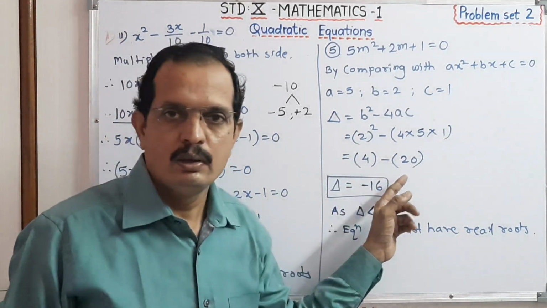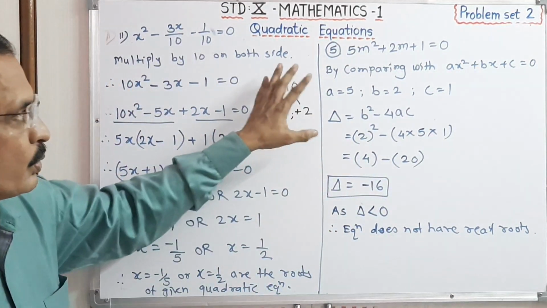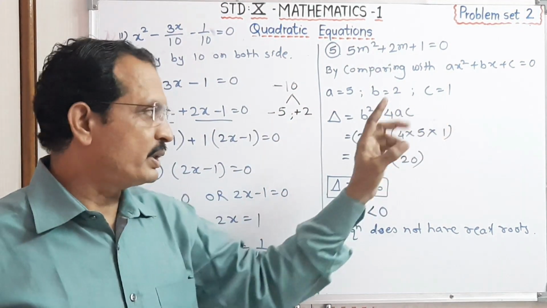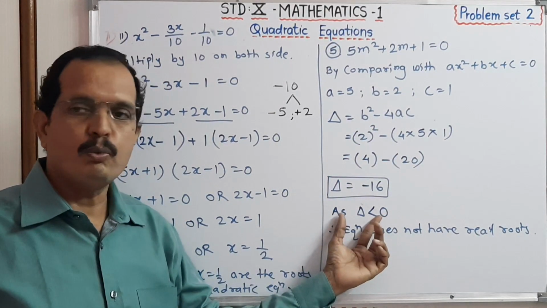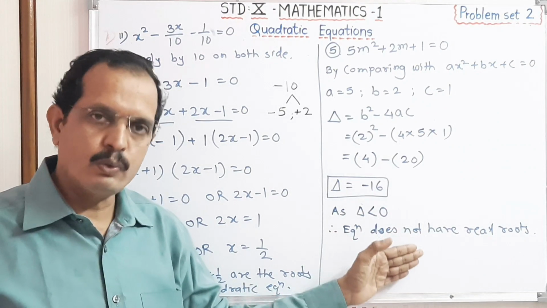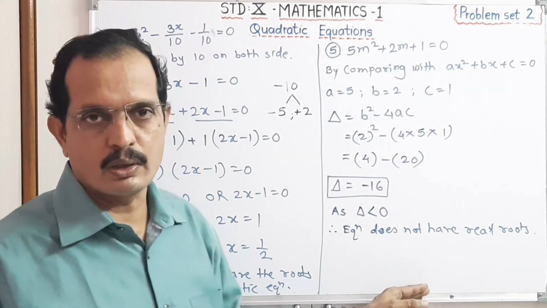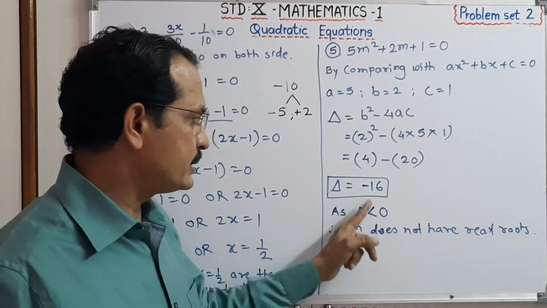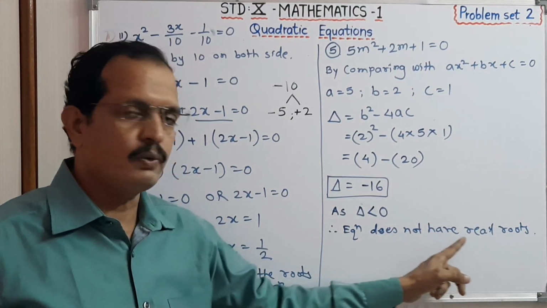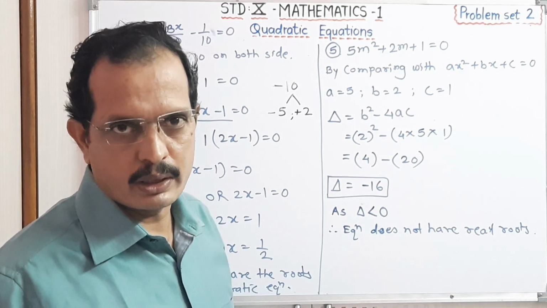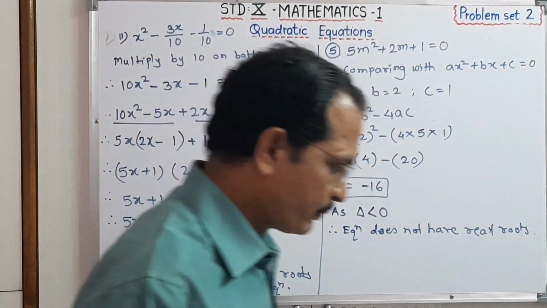Be careful when we have to solve by the formula method. We have to find out delta, and depending upon the value of delta, we have to decide whether to solve further or not. In this case delta is less than 0, therefore we do not have to solve, therefore the equation does not have real roots, that we have to write. This is our final answer.